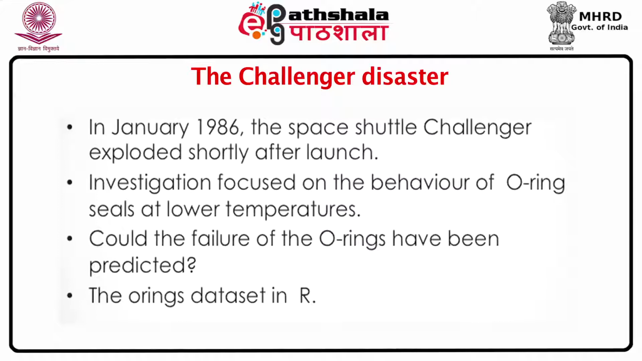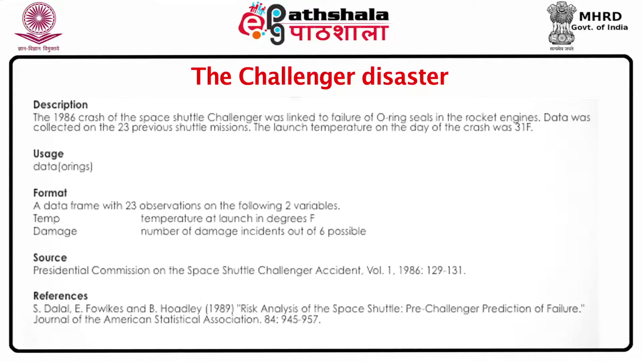Now let us explore this further looking at a dataset which is called the O-rings dataset. It is available from the Faraway library in R. So here is a description of the O-rings dataset. Now, as I just said, the 1986 crash of the space shuttle Challenger was linked to the failure of the O-rings. To be able to address this problem, the O-rings dataset in R looks at data on 23 previous shuttle missions. The O-rings is a data frame with 23 observations on two variables.